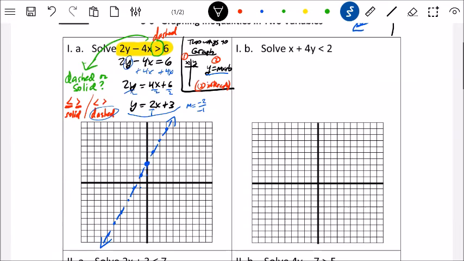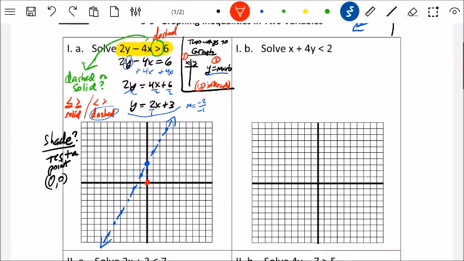Okay, so then what we need to do for the shading is test a point. The easiest one is 0, 0 if it's not on the line or very close to it. So right here is 0, 0. I'm going to put that into the original inequality. If it's true, that means we'll shade on this side. If it's false, we won't shade there. We'll shade on the other side over here.